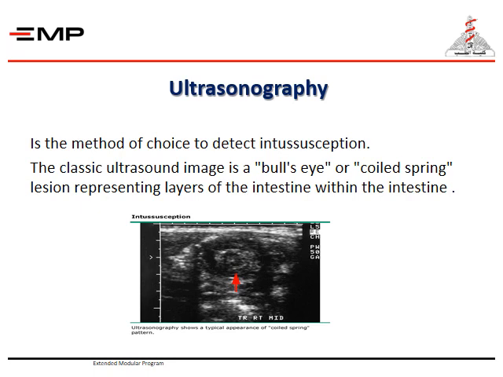Ultrasonography is the method of choice to detect intussusception. The sensitivity and specificity approach 100% in the hands of an experienced operator. Ultrasonography is better than fluoroscopy in detecting the pathological lead points and monitoring the success of a reduction, without exposing the patient to radiation. The classic ultrasound image is a bullseye or coiled spring lesion representing layers of the intestine within the intestine. In addition, a lack of perfusion in the intussusceptum detected with color duplex imaging may indicate ischemia.